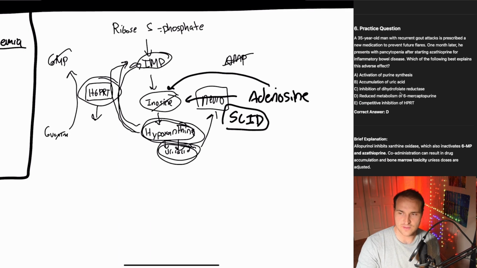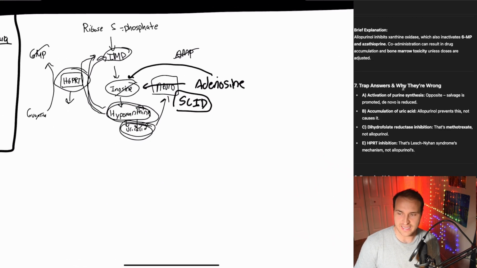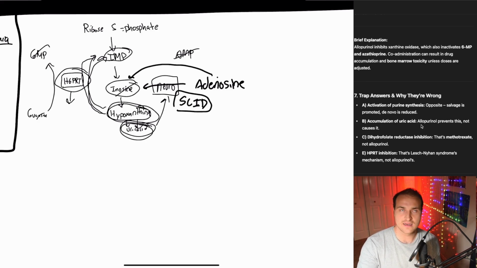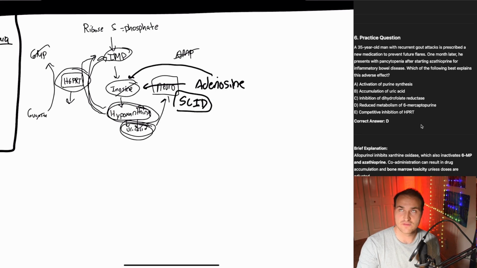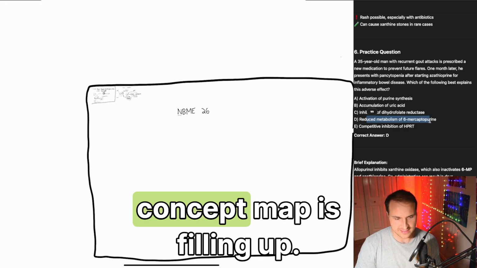Here's a practice question, but we've got to keep moving, guys. Basically, for your quick aside, if a patient's got gout and they suddenly develop pancytopenia after they start treatment, it's because allopurinol blocks xanthine oxidase, and we talked about that. Xanthine oxidase gets inactivated, and then you get toxic levels of 6-MP because of that reduced metabolism. Boom, another question. Look at that, guys. The concept map is filling up.